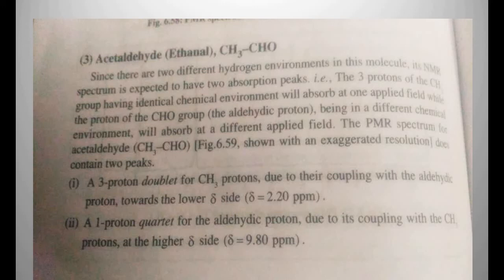Because the aldehyde proton is present, the paramagnetic effect causes de-shielding, so it produces a high chemical shift; delta is very high, that is 9.80 ppm, and a quartet, a 1 proton quartet for the aldehyde proton due to its coupling with the CH3 protons. So it is a typical molecule that shows a large chemical shift, considerably towards the left, at a higher delta value.